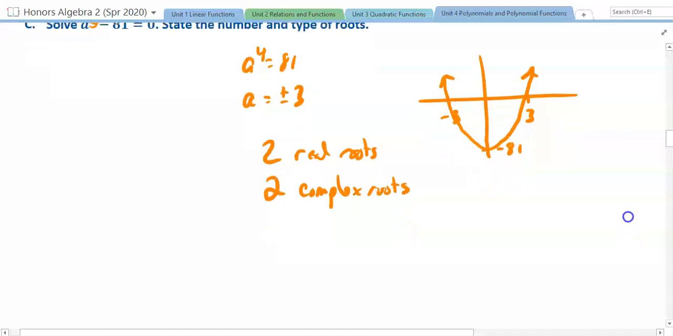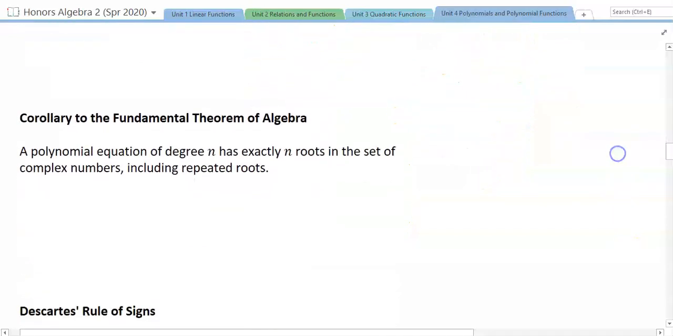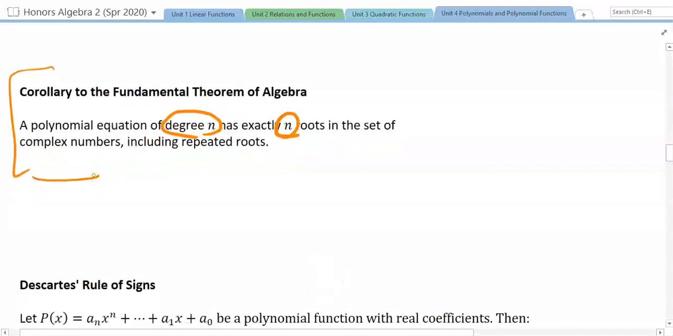Okay, and so what that theorem that we're going to have is this. So remember the fundamental theorem of algebra said I have to have at least one root if the degree was greater than 0. Well, the corollary is this, is that if the degree is n, so degree is 2, degree is 3, degree is 7, right? It has to have exactly that many roots in the set of complex numbers, including repeated roots. Now, what does that mean?